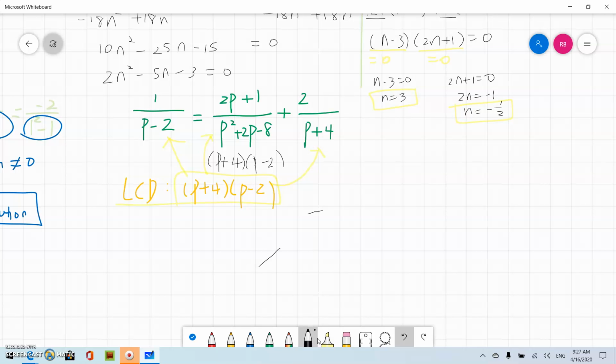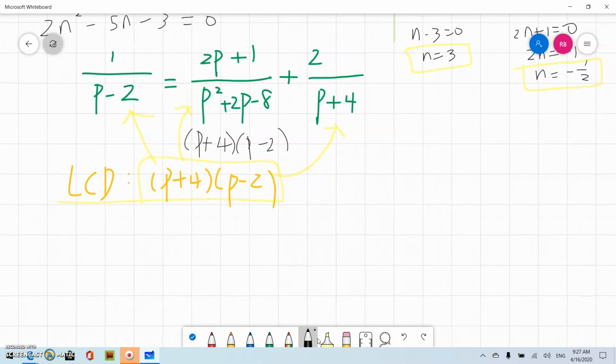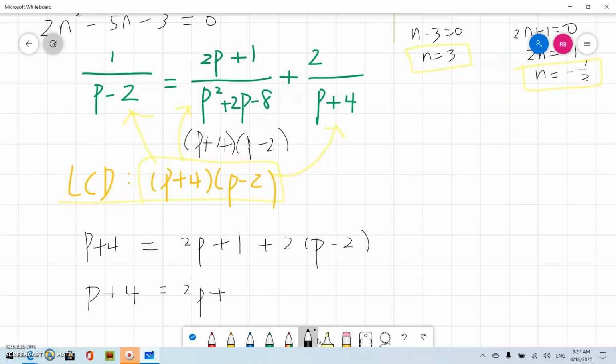Let me zoom in so I can have a little more space. So this would be p plus 4 because p minus 2 cancels with one another. And this one, everything gets canceled, so there's nothing left. And this one would be just p minus 2 left. So p plus 4 is equal to 2p plus 1 plus 2p minus 4, since I'm distributing here.